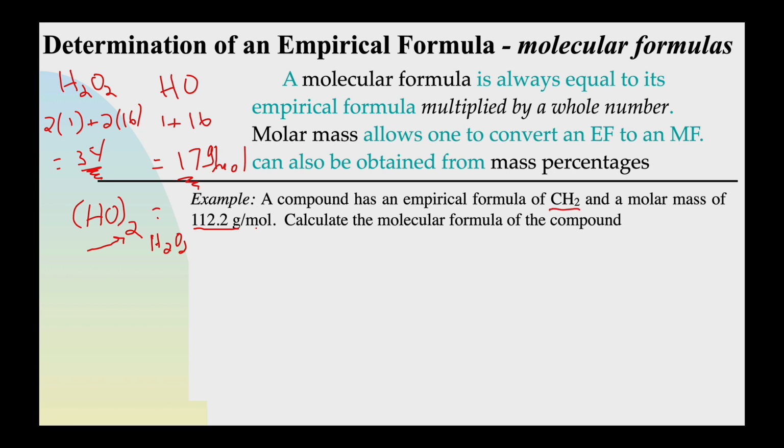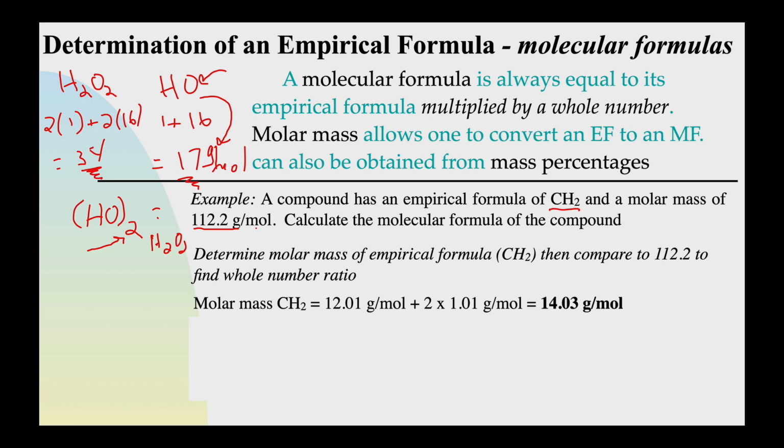And CH2 is like the HO right there. All right, that's the smallest whole number of the empirical formula. So you can probably see that what we need to do is take our empirical formula and find out the molar mass of it, like we did with HO. So for CH2, we're going to add up a carbon and 2 hydrogens. When you do that, 1 carbon is about 12 grams per mole, 2 hydrogens, 2 times 1.01. Molar mass is about 14.03 grams per mole.